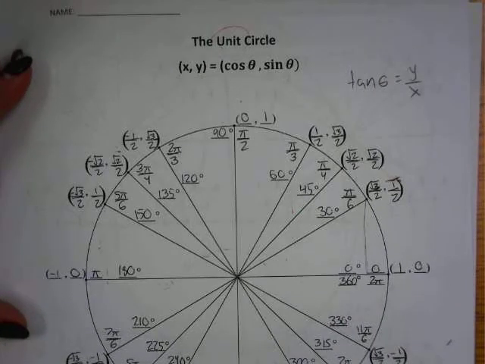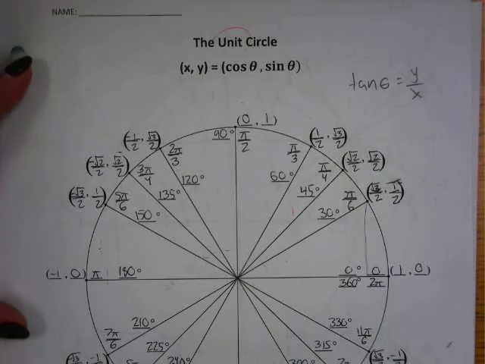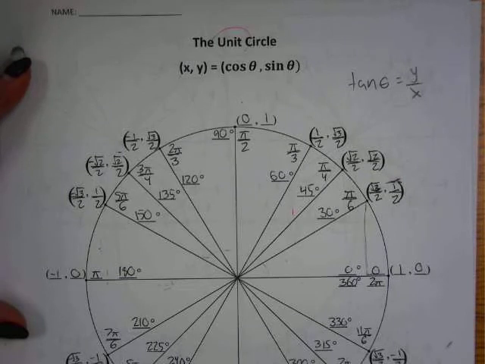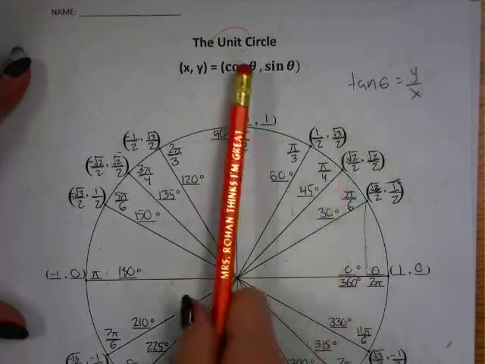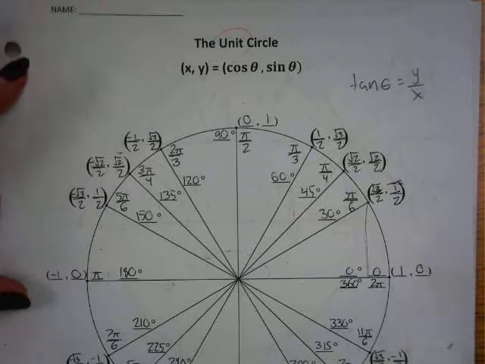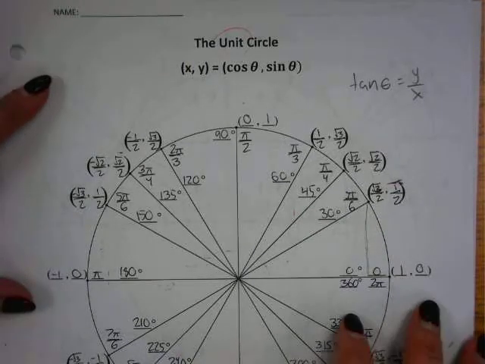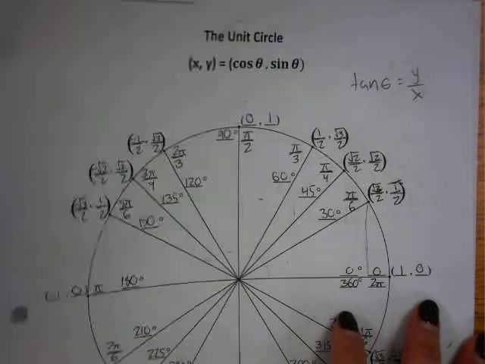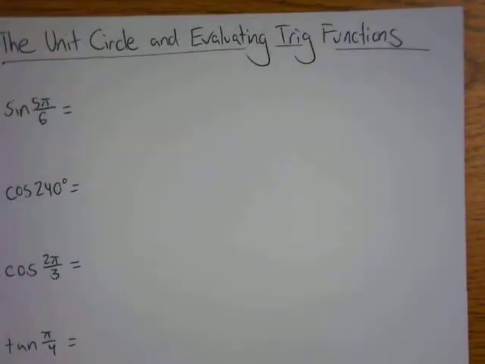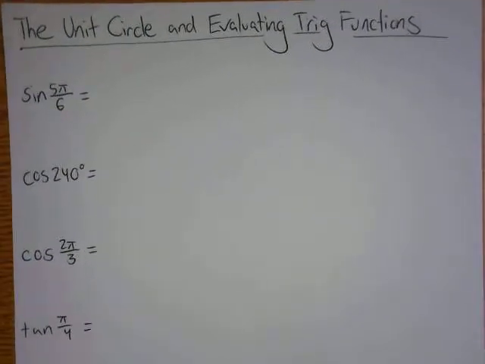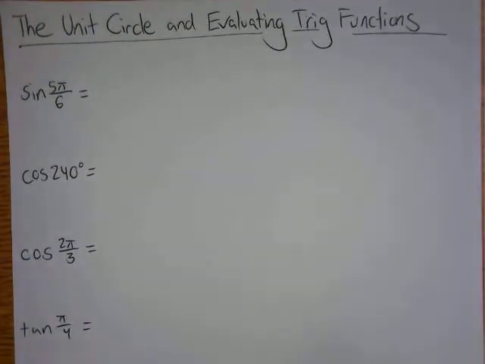And we have all of the reciprocal functions, cosecant, secant, and cotangent, which are just the reciprocals of these three. Okay, so let's look at using all these tools that we just talked about to actually evaluate some specific trig functions right here. So let's say I ask you to find sine of 5 pi over 6.